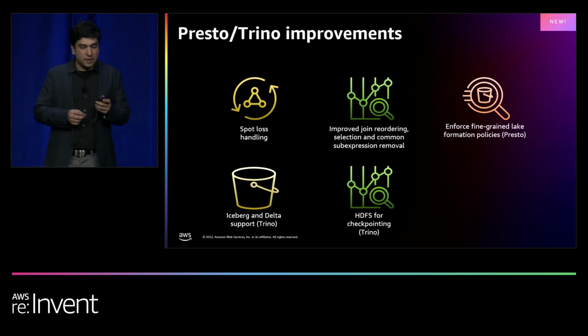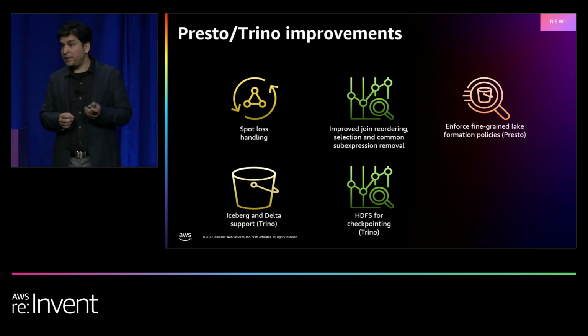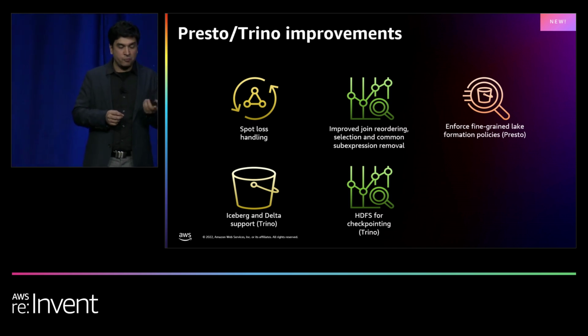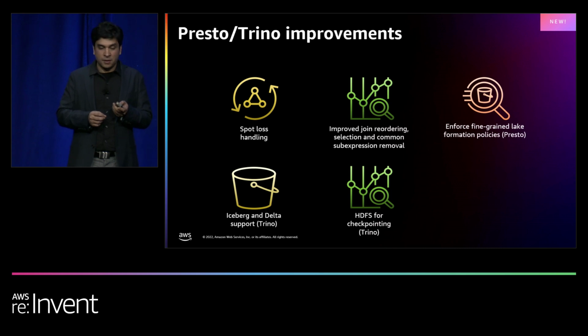We've also made, from EMR 6.8 onwards, multiple plan optimizations, including improved join reordering, improved join selection, and common sub-expression removal. With these optimizations enabled, you see 2 times better performance compared with these optimizations disabled.